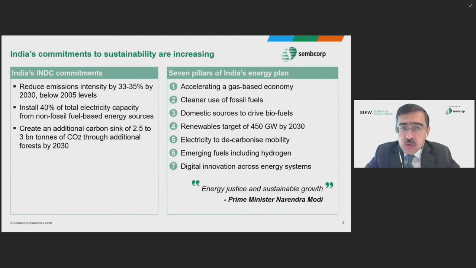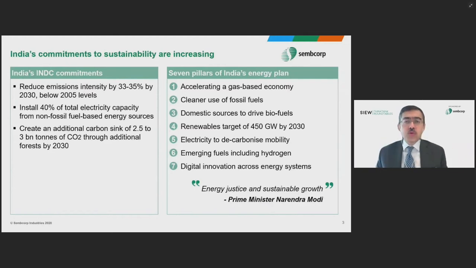If you just quickly look through these seven pillars on the right-hand side, they really span most facets of the energy sector, whether it's going down the gas routes, whether it's cleaner use of fossil fuels, whether it's security around biofuels, whether it's security and reduction of carbon through renewable energy. And I'll spend a moment on this 450 gigawatt target. Barely 10 years ago, India had probably around 15 gigawatts of renewable energy. In less than 10 years, we are well on our way to crossing 100 gigawatts and possibly achieving 150 to 175 gigawatts in the next couple of years. And just as that target is coming close, he's put a very audacious target in front of industry to say, okay, 450 is what we're next going for.